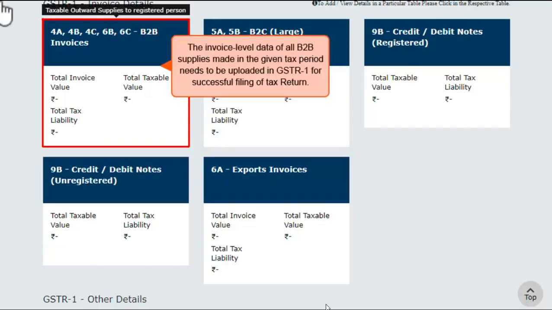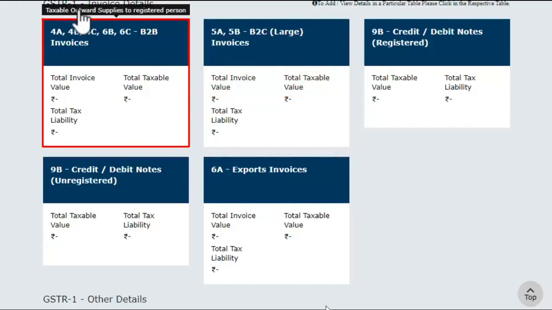The invoice level data of all B2B supplies made in the given tax period needs to be uploaded in GSTR1 for successful filing of tax return. As explained in the GSTR1 overview video, log into the GST portal and navigate to the GSTR1 dashboard by selecting the current tax period. Click the B2B invoices block.